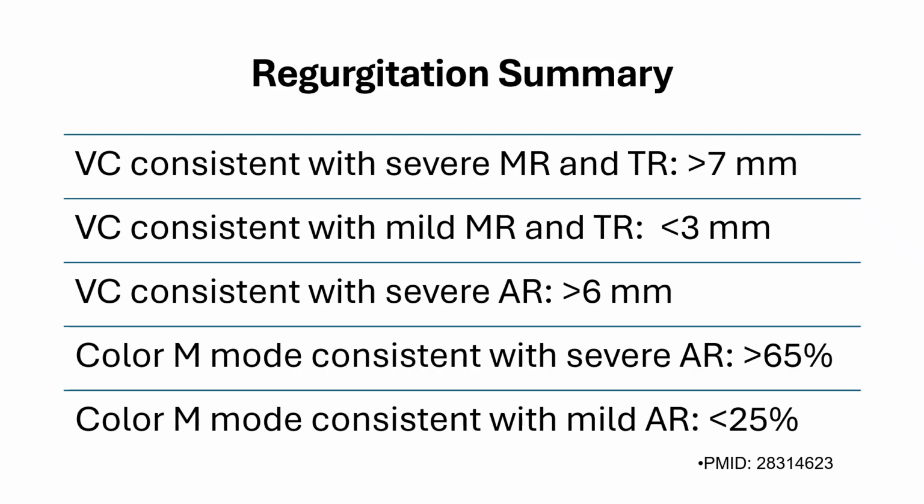So let's summarize what we've learned about valvular regurgitation. Again, I refer you to the American Society of Echocardiography guidelines for more in-depth review. Vena contracta consistent with severe mitral and tricuspid regurgitation is more than 7 millimeters, whereas when it is less than 3 millimeters, it signifies mild MR or TR. Vena contracta suggestive of severe aortic regurgitation is typically more than 6 millimeters. When utilizing color mode for assessing aortic regurgitation, it is considered severe when it is more than 65% and mild when it is less than 25%.